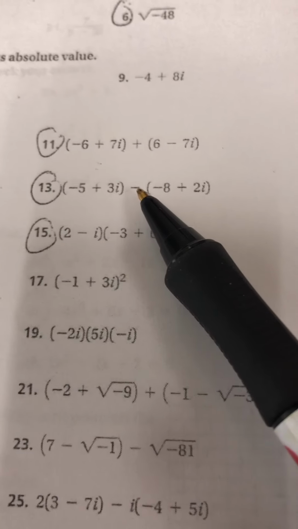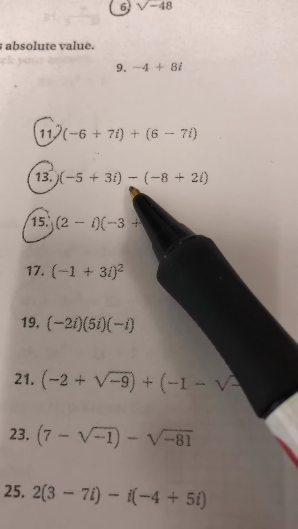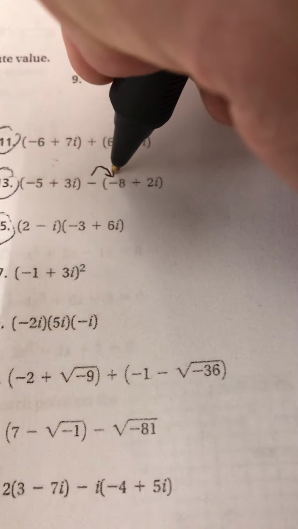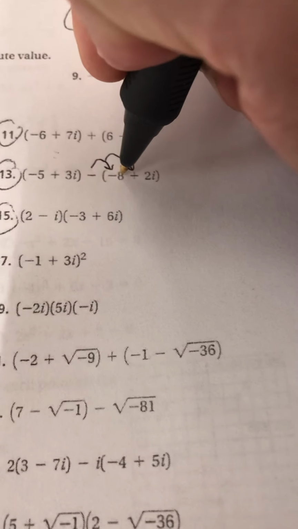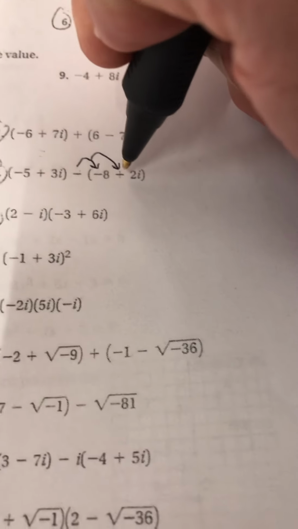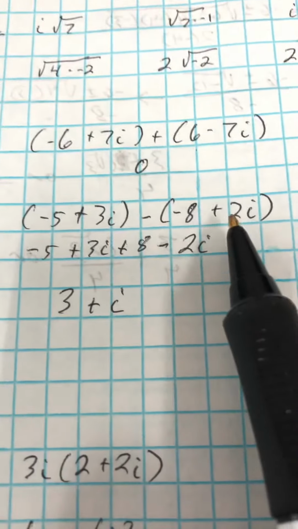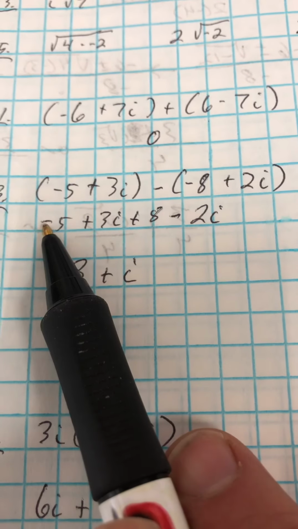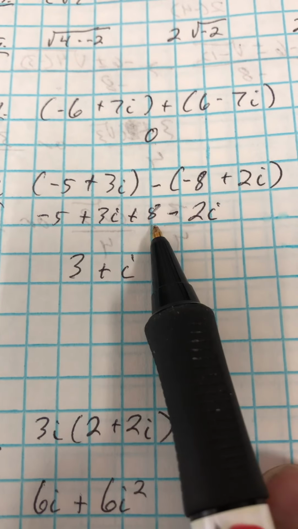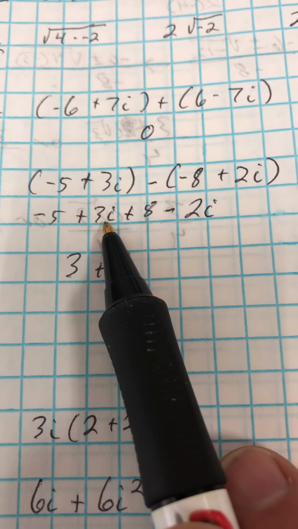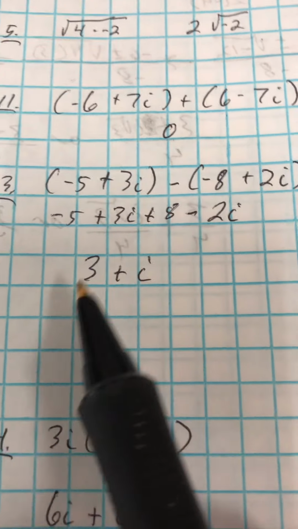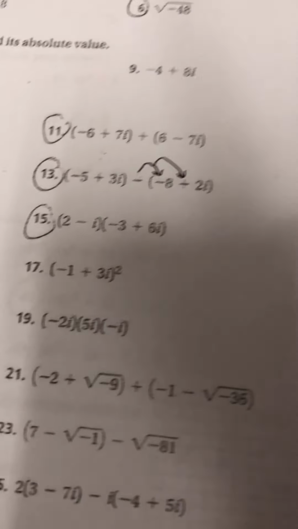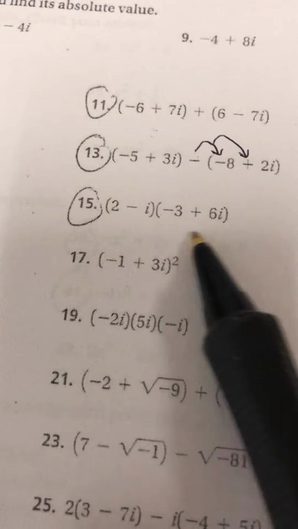Number 13. I'm subtracting this quantity, so I'm going to distribute the subtraction into the parentheses. A negative and a negative make a positive. A negative and a positive make a negative. So that's why this one changes to a plus 8 and a minus 2i. So I just combine my like terms here. Negative 5 and 8 is going to be a positive 3. 3i minus 2i is just going to be i, so I just have 3 plus i, simplified.